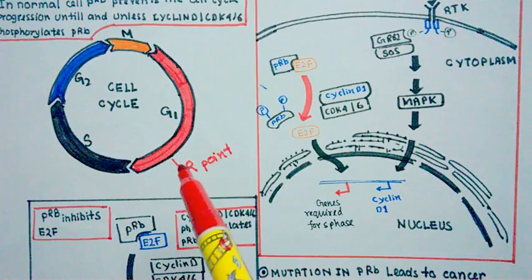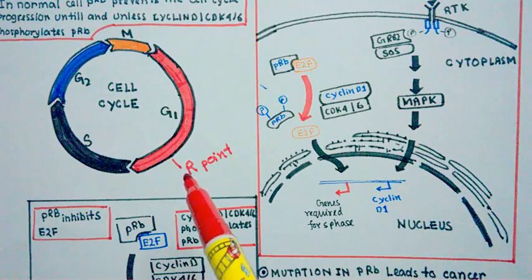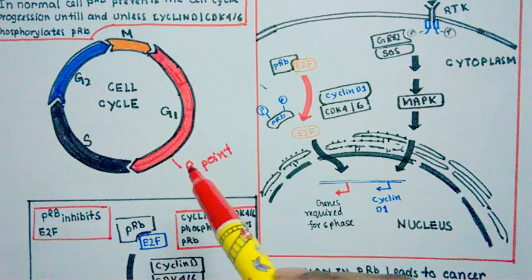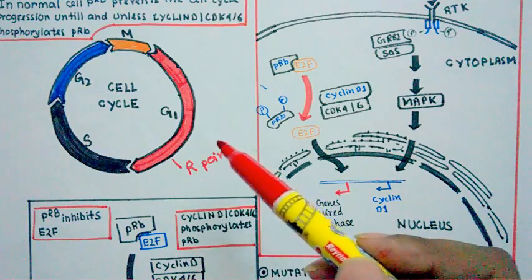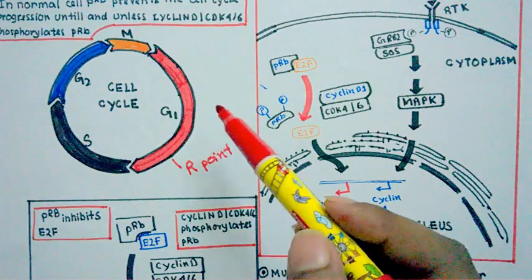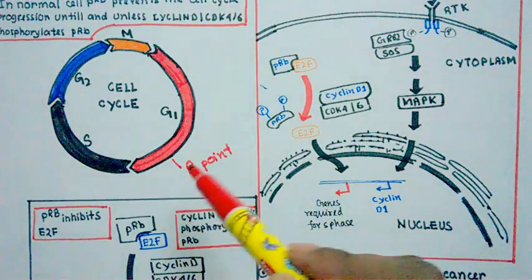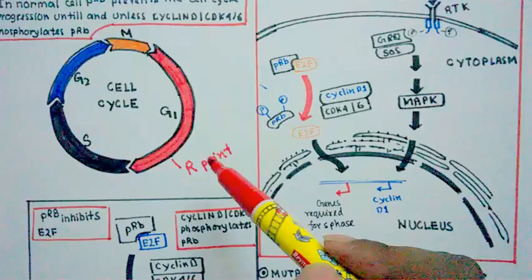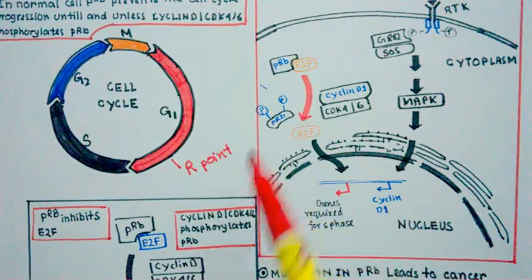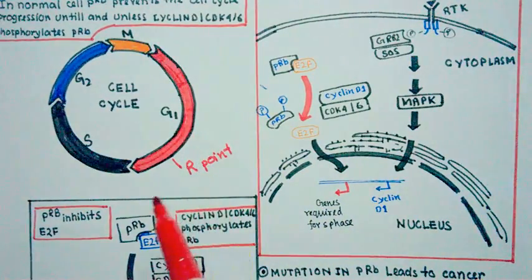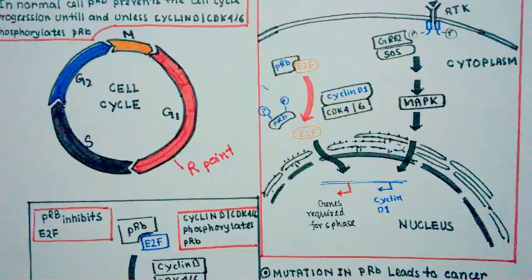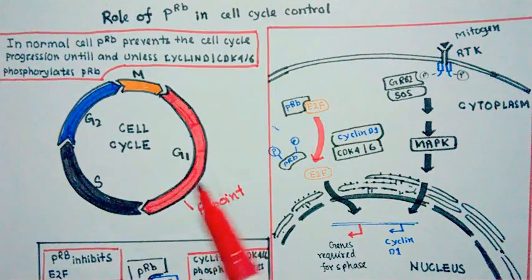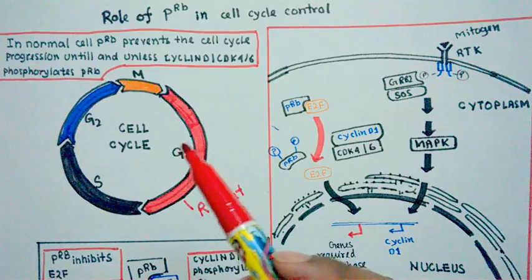Suppose in a normal cell we don't want the cell to divide at this time, but if pRB is mutated in that particular cell, the control over the cell cycle would be lost, and the cell would divide in an uncontrolled manner, which would ultimately lead to tumor formation and thus cancer. So that is why pRB is very important in cell cycle control and in regulating the cell cycle.